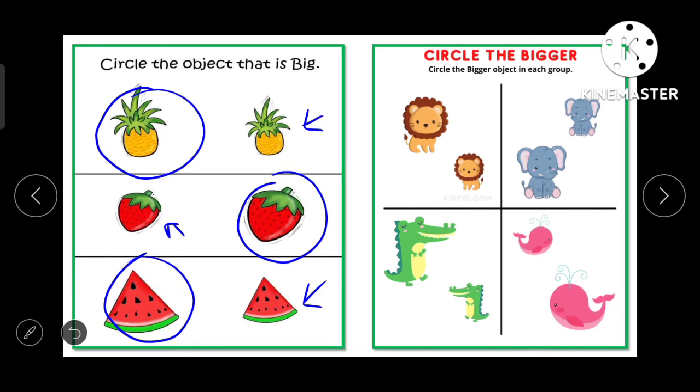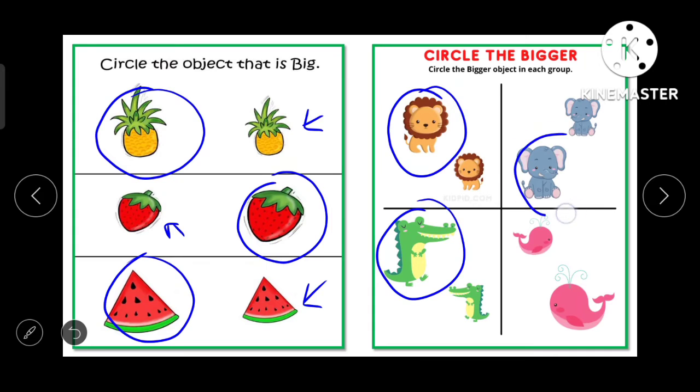Now in the second one, same thing, circle the bigger object in each group. So by observing the picture very carefully, you can easily understand the difference between the size of both the pictures. So here this one is big in size, here this one is big, here this one is big, and here this one is big.